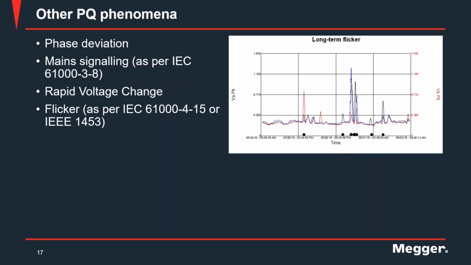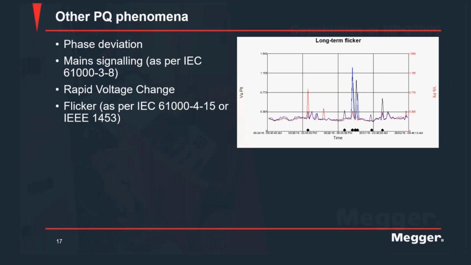Other power quality phenomena include phase deviation events, where the phase angles deviate from the nominal angles; mains signaling, which is detection of high frequency signals sent over power line carriers; and rapid voltage change events, which are similar to sags and swells, where there's a change in the RMS voltage. Then there are flicker events. Flicker values are measured as per the IEC 61000-4-15 or IEEE 1453, which derives from the IEC standard. And you can get short-term and long-term flicker values, the terms that Andy covered in his part.